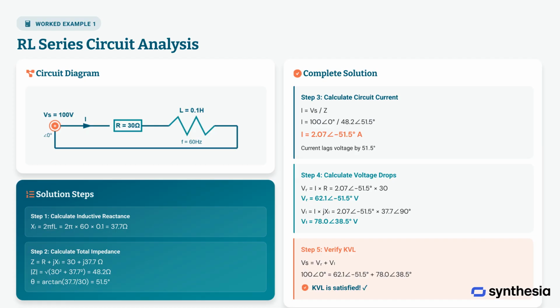Next, we calculate the current using Ohm's law for AC circuits, which is voltage divided by impedance. Finally, we calculate the voltage across the resistor and the inductor and verify that the source voltage equals the sum of the voltage drops. This confirms that KVL is satisfied. Notice that the current lags the voltage because inductive reactance introduces a positive phase angle.